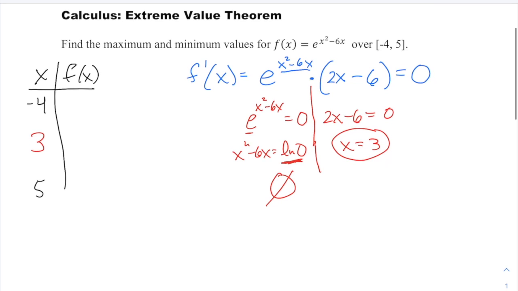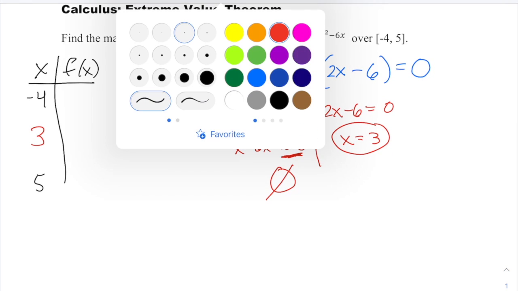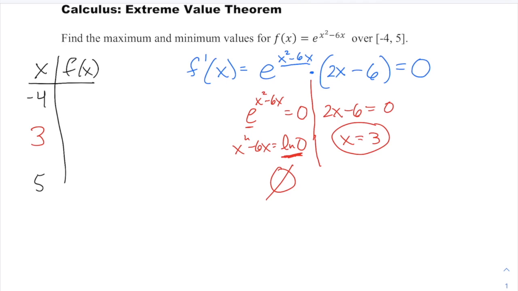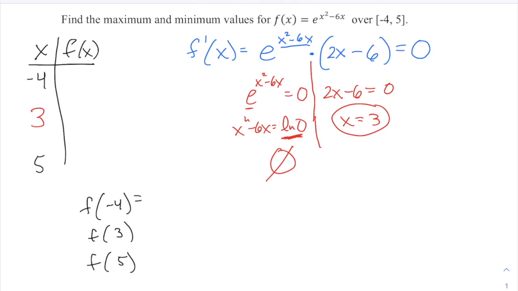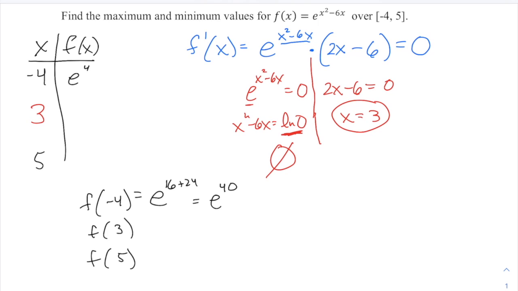So we've only got 3 candidates here to test, and to determine which one's the max and the min, we just plug them into the function, right? Now without a calculator here, we're doing f of -4, f of 3, and f of 5. So you got to use your head a little bit here. When you plug in -4, you're going to get 16 plus 24. That's going to be e to the 40th power. And that's the way I'm going to leave that without a calculator. I'm not about to try to estimate that.